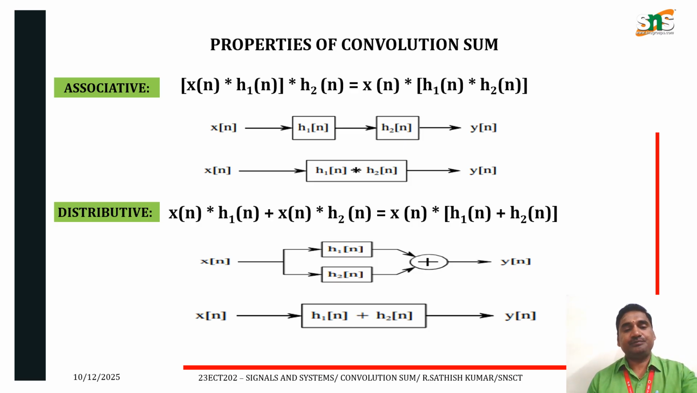Distributive: x of n multiplied with h1 of n added with x of n multiplied with h2 of n, which is equal to x of n into h1 of n plus h2 of n. X of n multiplied with h1 of n, and x of n multiplied with h2 of n, going to add these two signals, we can produce the output as y of n. Right hand side sequence, x of n multiplied with h1 of n plus h2 of n, can produce the output as y of n.